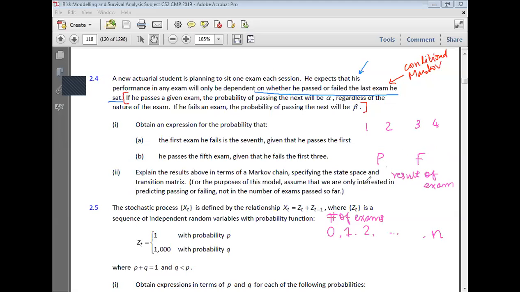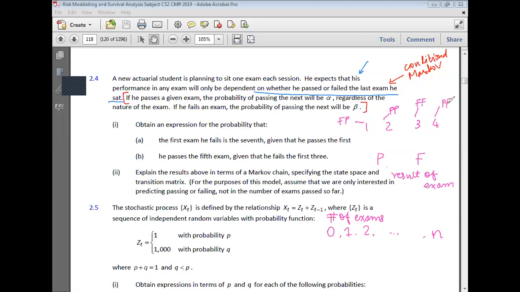What did you say, Savri? I think it will be 4 states. The first state will be the student appears, fails and then passes. Second will be passes, then again passes. And the other two will be he fails the first. Fail, pass, pass, pass, fail, fail, and pass, fail.